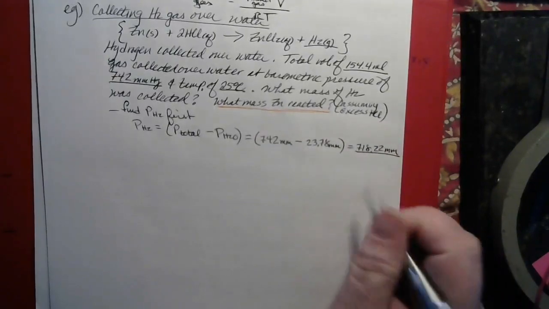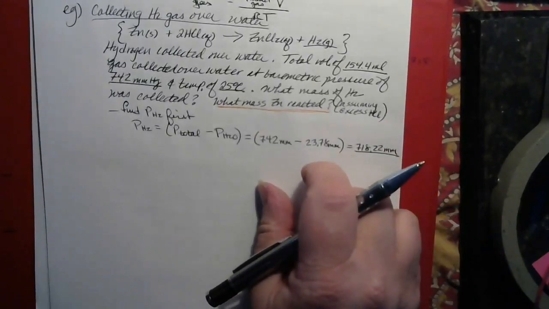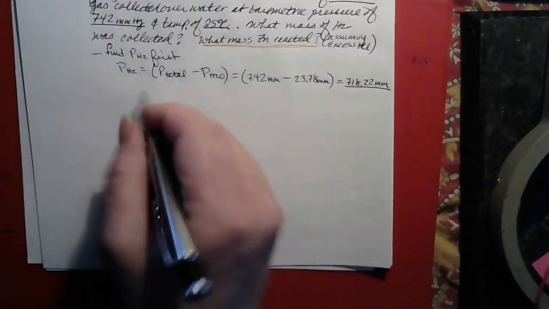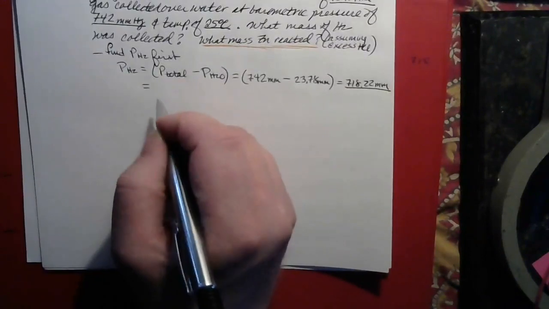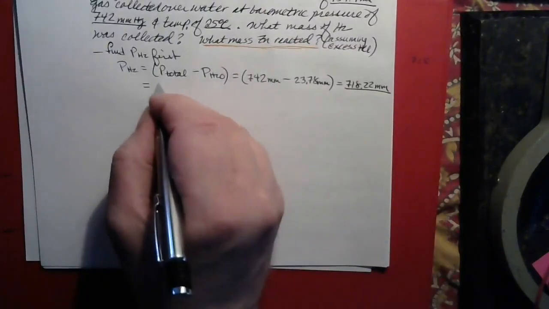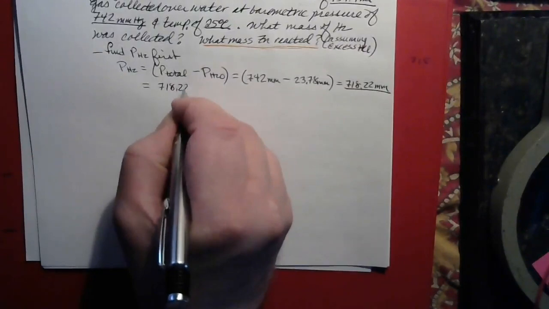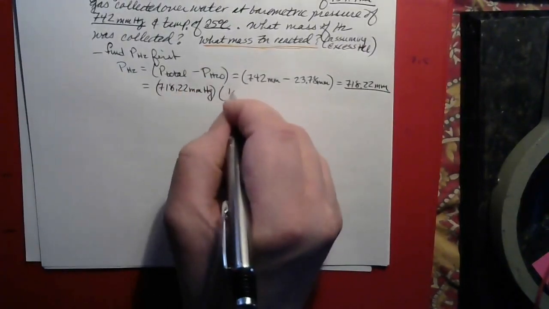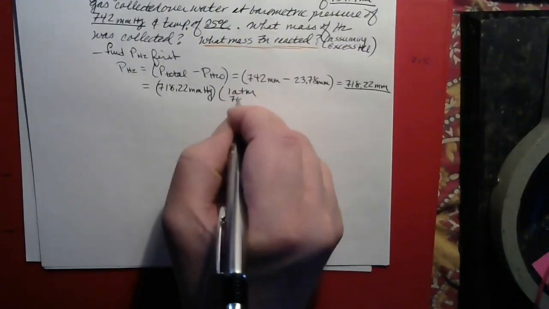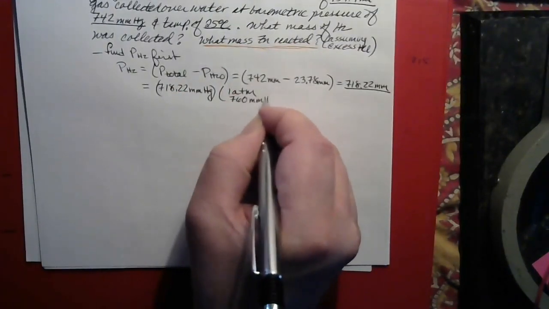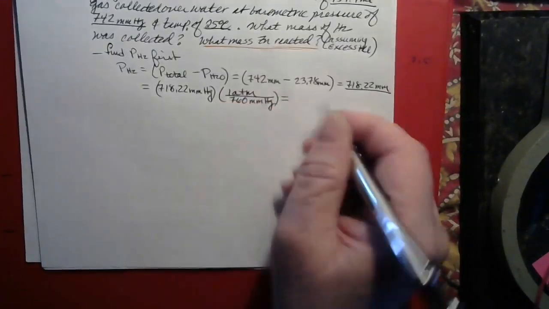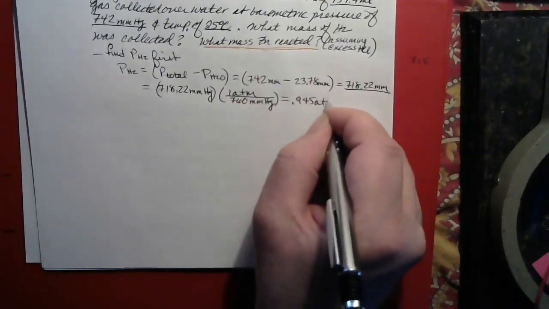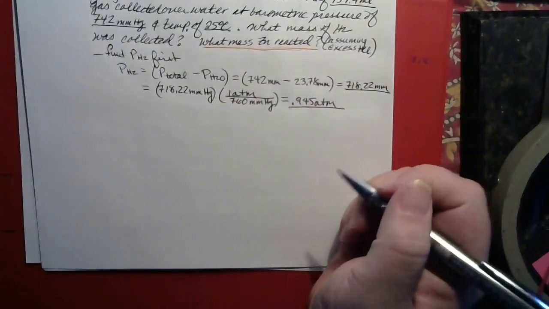And that gives us a partial pressure of the hydrogen alone at 718.22 millimeters of mercury. To use that in the ideal gas law, though, we need that in atmospheres. Okay, so you divide by 760, and we find out that it's 0.945 atmospheres.